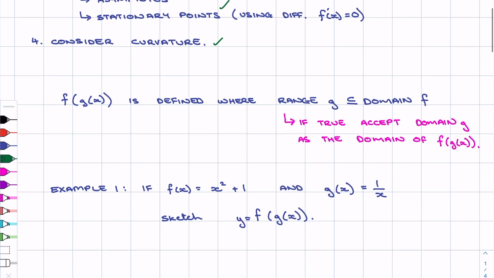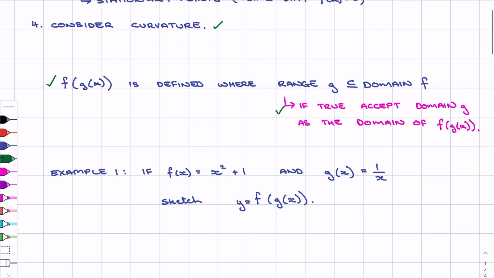One thing that we have to remember though is this definition when we're dealing with composite functions, and that is if I have a function f of g, written as f(g(x)), it is defined where the range of g is a subset of the domain of f. I want us to also note that if this is true, we accept the domain of g as the domain of f of g. All right, so let's get into it.